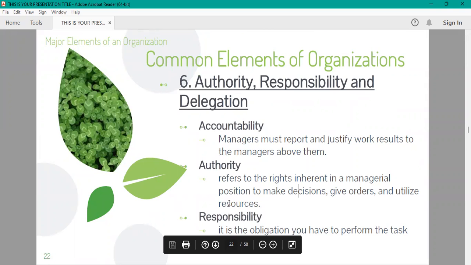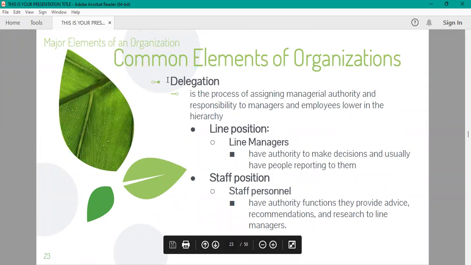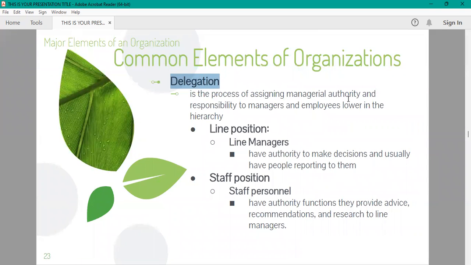Accountability, authority, and responsibility. Lastly, we have delegation. It is the process of assigning managerial authority and responsibility to managers and employees lower in the hierarchy. So as a manager, you need to delegate tasks, do division of labor, in which you assign them to their respective responsibilities or tasks.